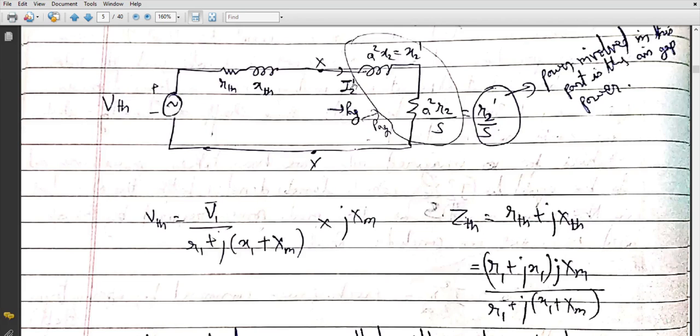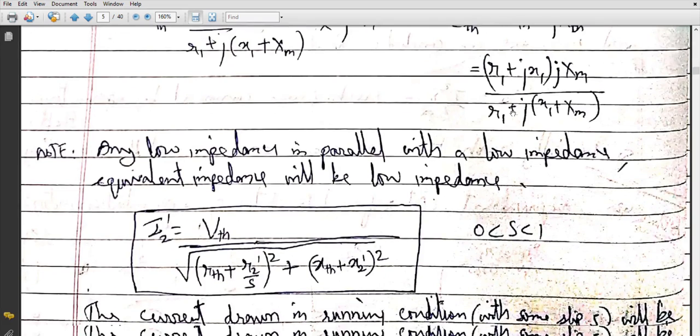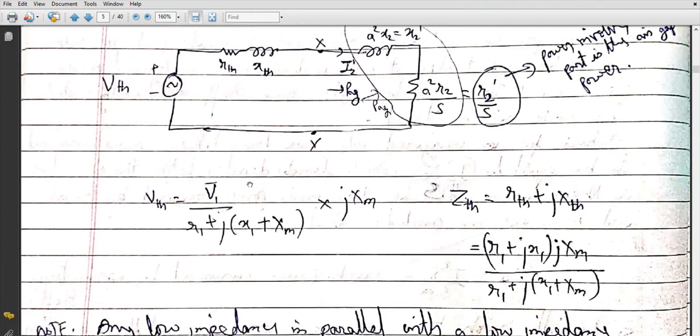There's no harm in doing all these things. Why? Because we know that the stator impedances are as such very low, so not much difference will come even if you ignore all these stator impedances. So directly you can substitute VTH equals V1, RTH and XTH equals 0, and then you can find out the expression. Now from here we have found this expression, I2 dash equals VTH divided by root of RTH plus R2 dash by S whole square plus XTH plus X2 dash whole square. This we found from this equivalent circuit, because I2 dash we will be using for calculating the expression of electromagnetic torque.